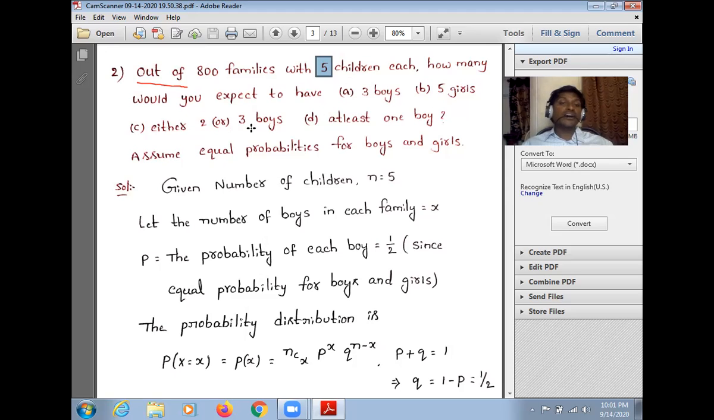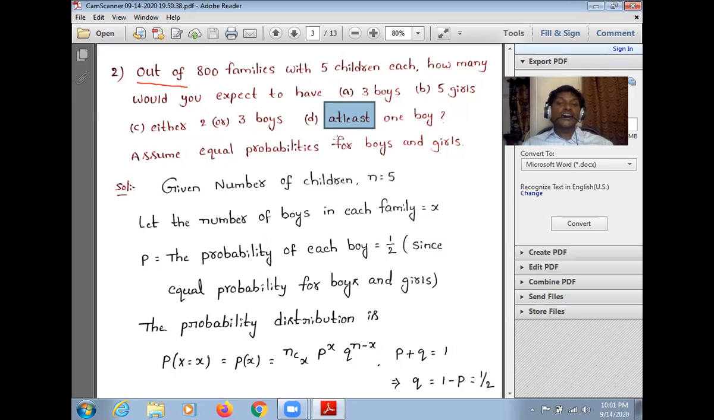Either 2 or 3 boys: here "or" is represented by plus, it means P of X is equal to 2 plus P of X is equal to 3. And next, at least 1 boy. Here the terminology is very important: at least, at most, few, better. Why? Because we have to write it in symbolic notation and then calculate.